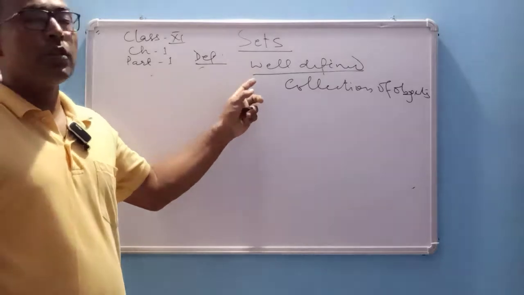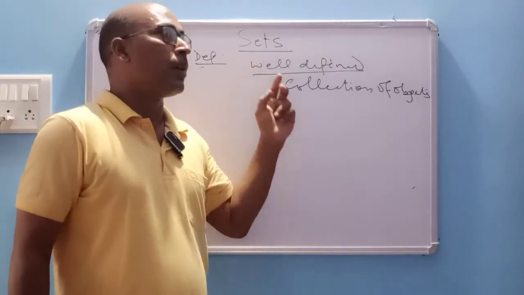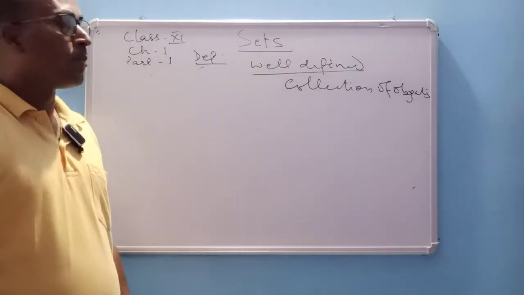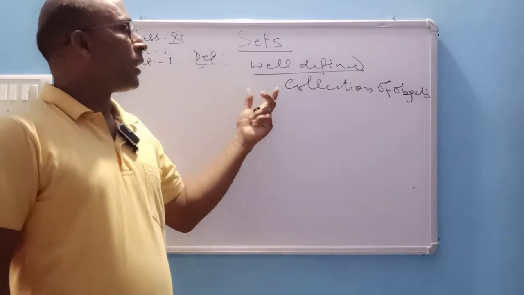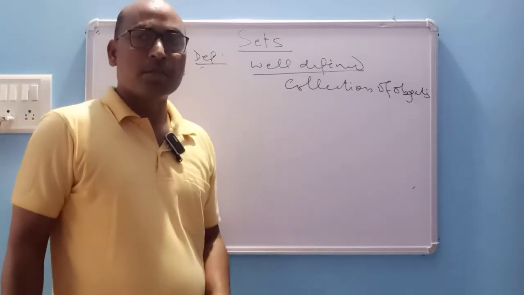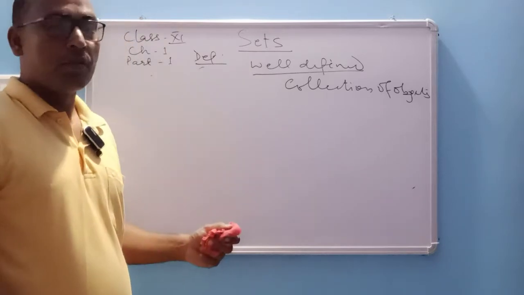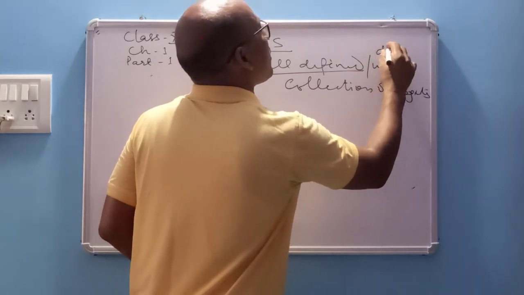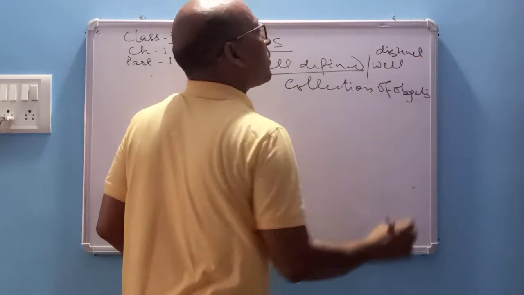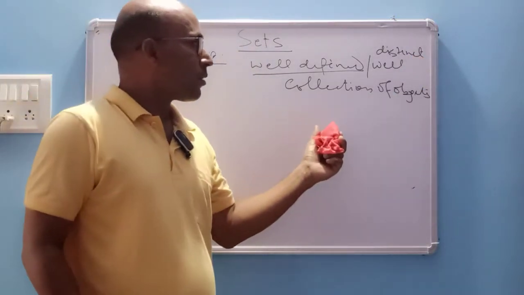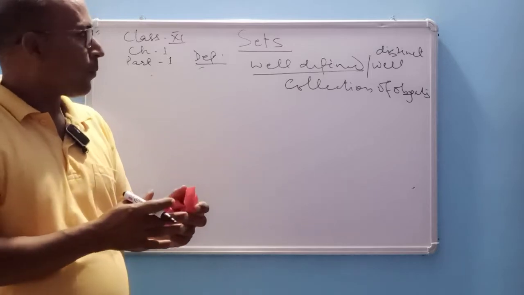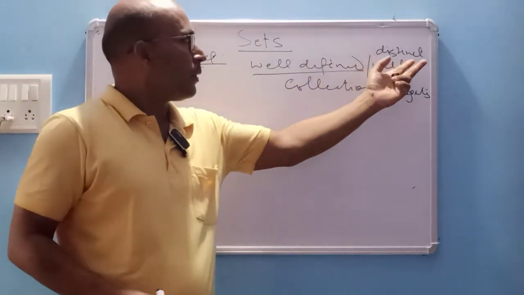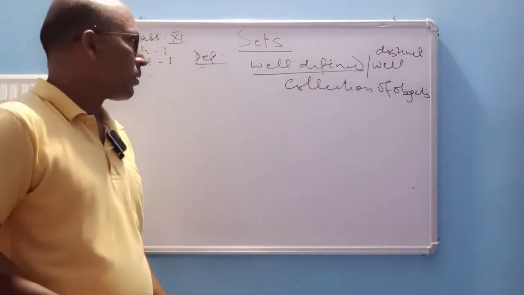Only that collection which is well defined. Here the word is well defined. What does this word mean by well defined? By well defined we mean that the objects must be well distinct. Some writers also write well distinct. Means objects must be distinct from each other, and when they will be distinct, they will be defined, well defined.